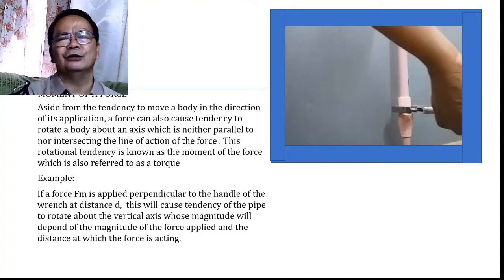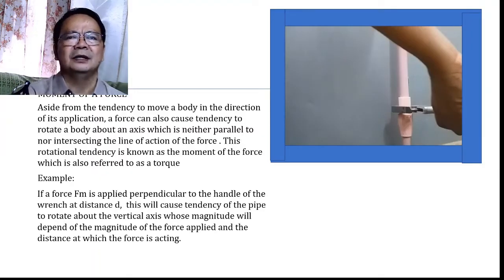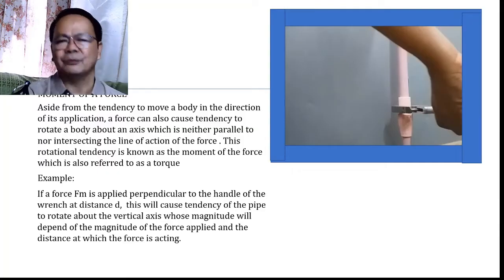Nakita ninyo kung ano yung nangyari, ano? So the tendency of the pipe to rotate is caused by the applied load P on the wrench at a distance d from the action of axis of rotation.